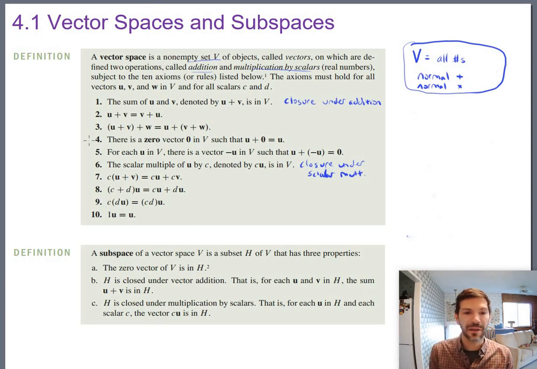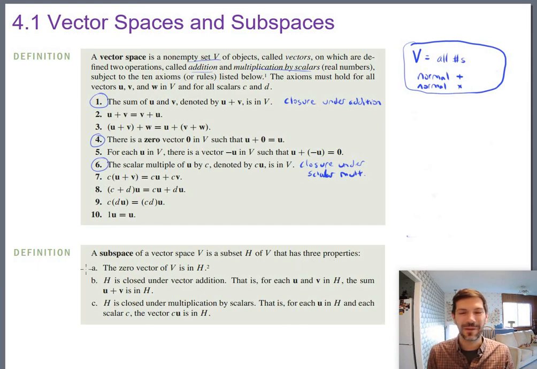So basically, it needs to have condition 1, closure under addition. It needs to have condition 6, closure under scalar multiplication, and it needs to have condition 4. And if a subspace meets those 3 conditions, it will be a vector space also.